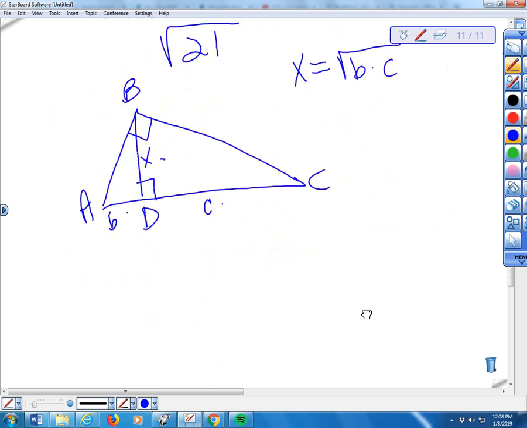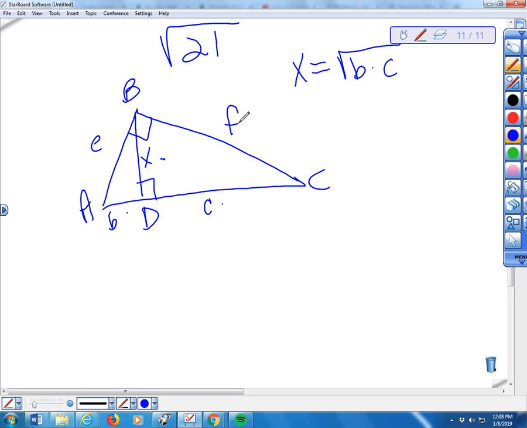The second has to do with the two legs of the triangle. Remember, a right triangle has two legs and a hypotenuse. So the second shortcut has to do with the two legs.